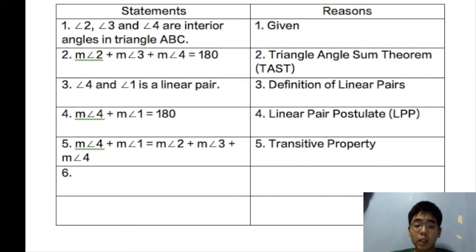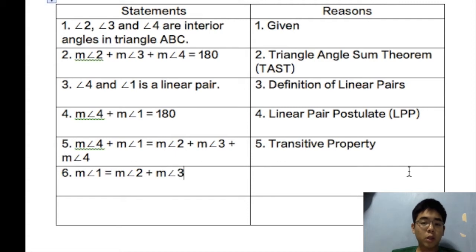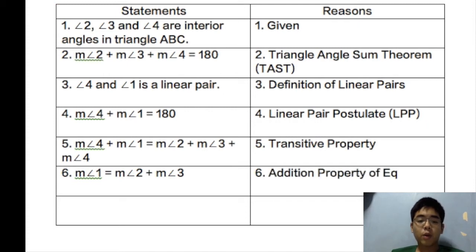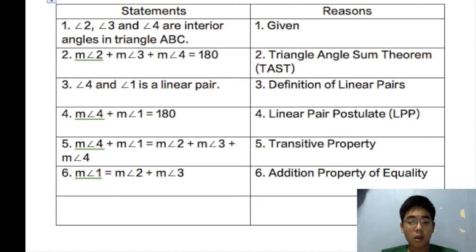The sixth and final statement states that the measure of angle 1 is equal to the measure of angle 2 plus the measure of angle 3. How did we get to this, you may ask? Well, we added the negative quantity, measure of angle 4, to both sides of the equation in statement number 5. This specific property is called the addition property of equality, which is our reason. As you can see, in statement 6, the equation is equal to what we are asked to prove.